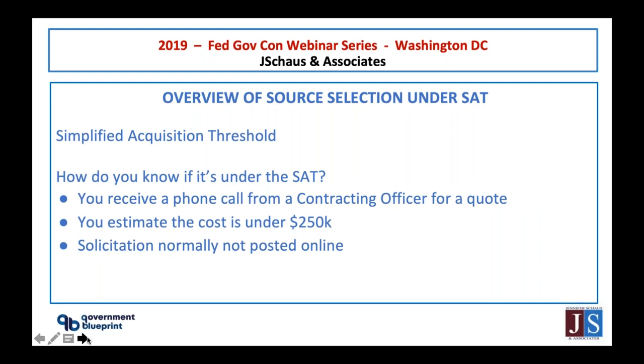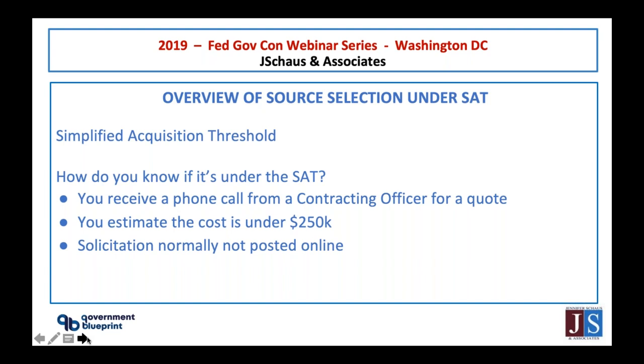So, the simplified acquisition threshold. How do you know if it's under the SAT? You will receive a call from the contracting officer requesting a quote. Typically, anything under the SAT doesn't get posted online. It should, but it really doesn't. A contracting officer would just call around, grab three quotes, and then make an award.